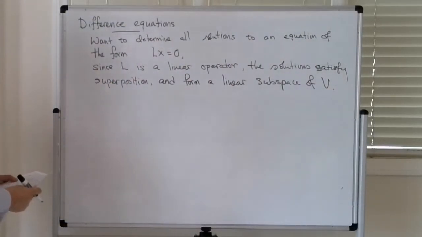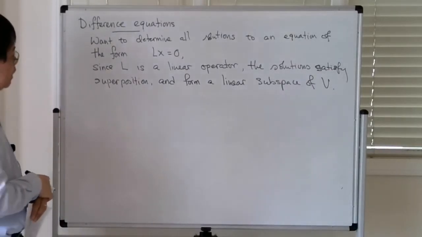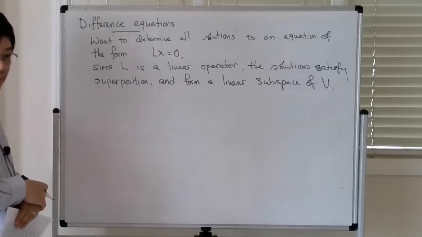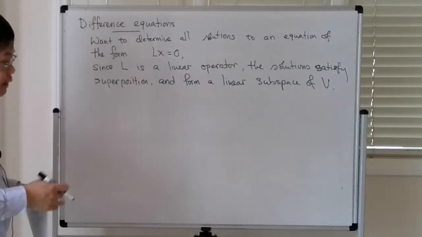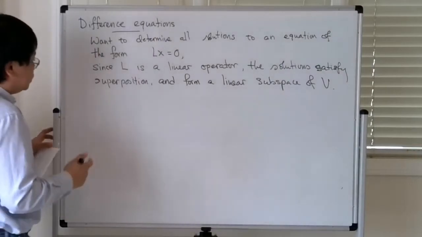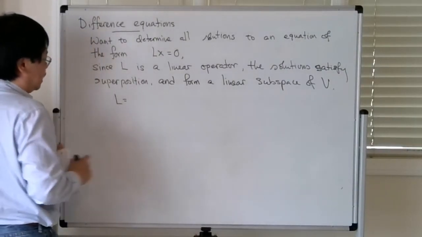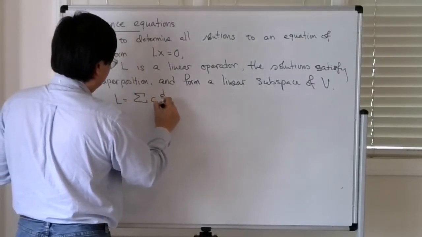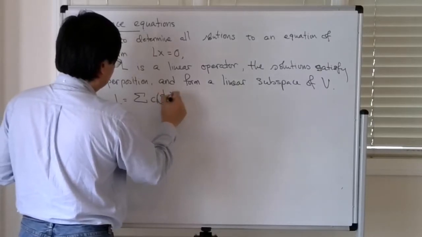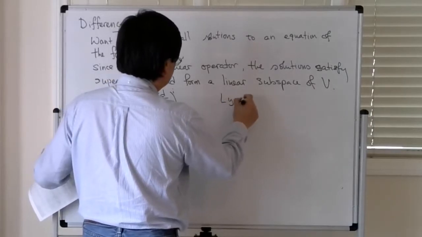So how do I go about doing this? At this point, it's perhaps helpful to think back about what you do when you're encountering a similar problem with linear constant coefficient differential equations. In the case of differential equations, L might be some linear combination of the derivative operator, and then you're trying to solve L of y is equal to 0.